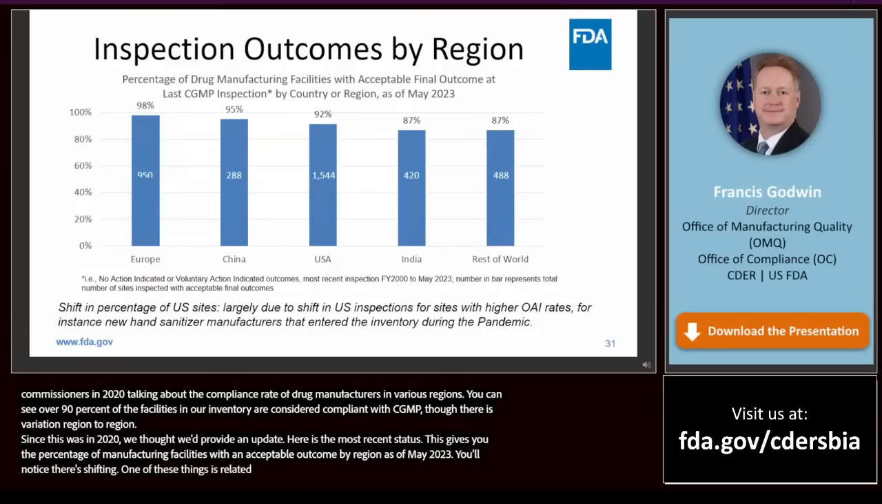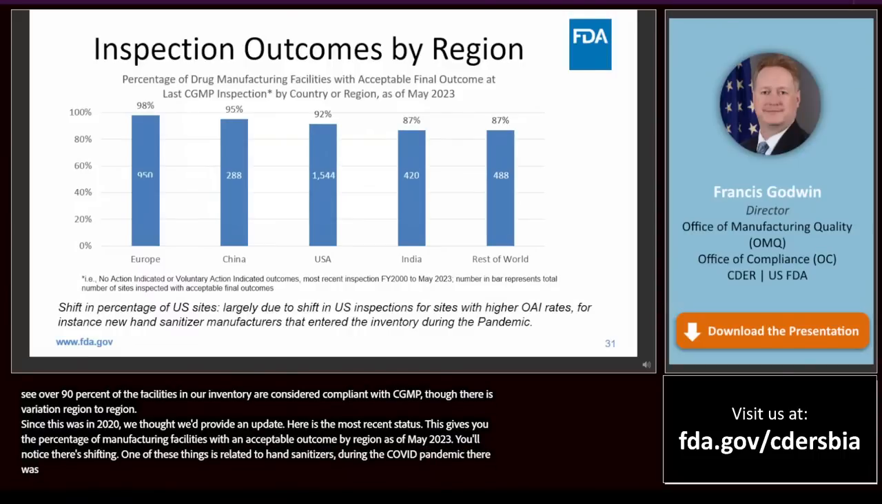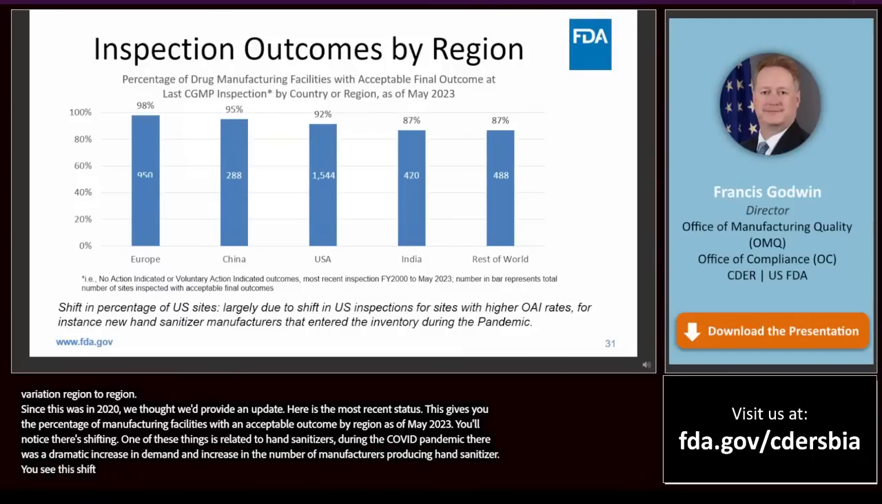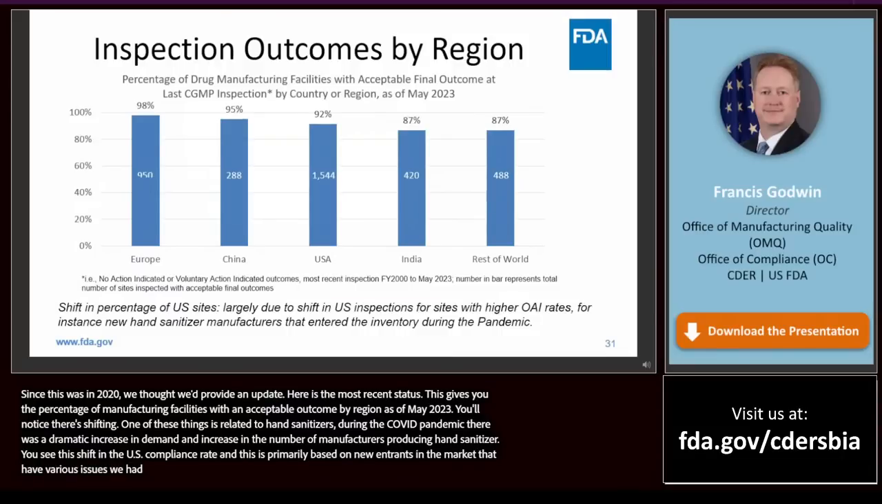During the COVID pandemic, there was a dramatic increase in demand and therefore a dramatic increase in the number of manufacturers producing hand sanitizer. And so you see this shift in the U.S. compliance rate, and this is primarily based on new entrants into the hand sanitizer market that had various issues that we had to address via inspection. So there was a slightly higher OAI rate at the time.